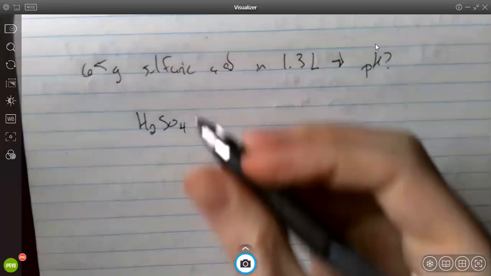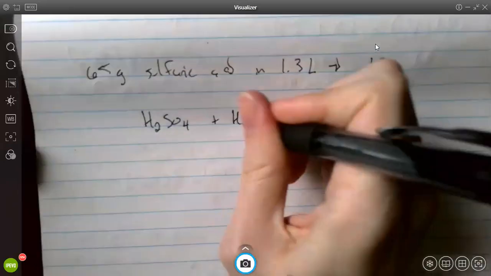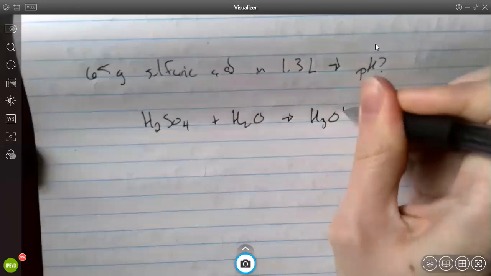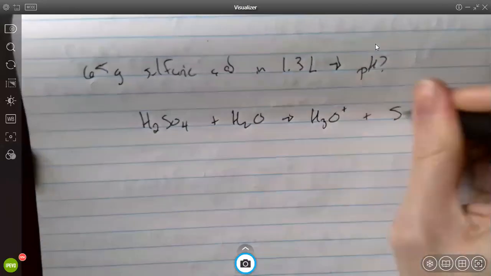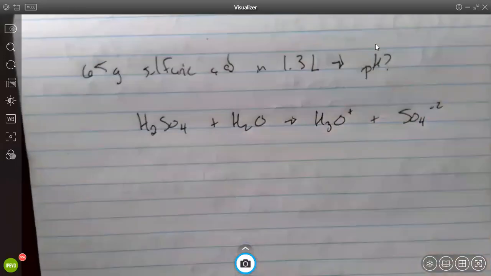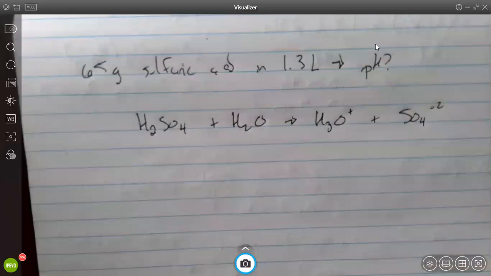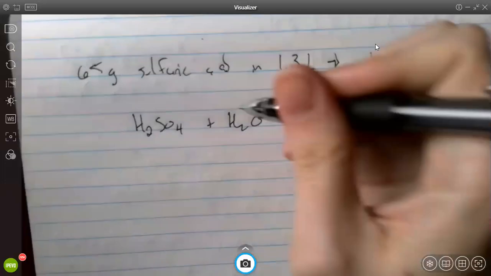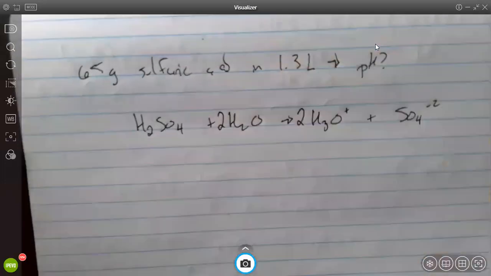Because it's an acid, it is going to react with water to produce hydronium ions and our SO4 2-, that polyatomic ion. Then we need to make sure that this is balanced. So I'm going to put a 2 here and a 2 here to make sure that it's all balanced.